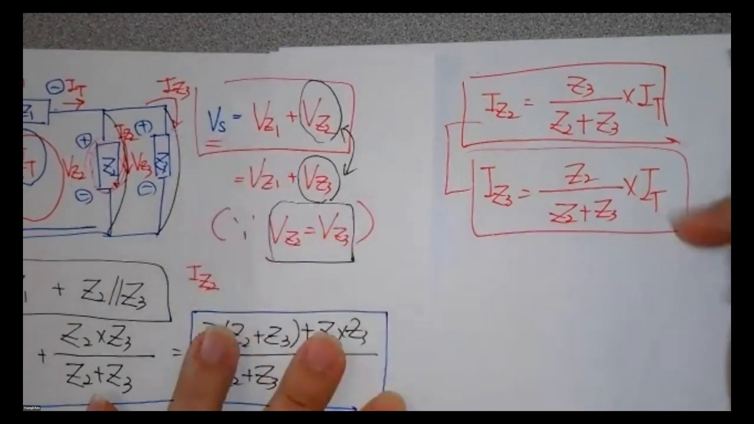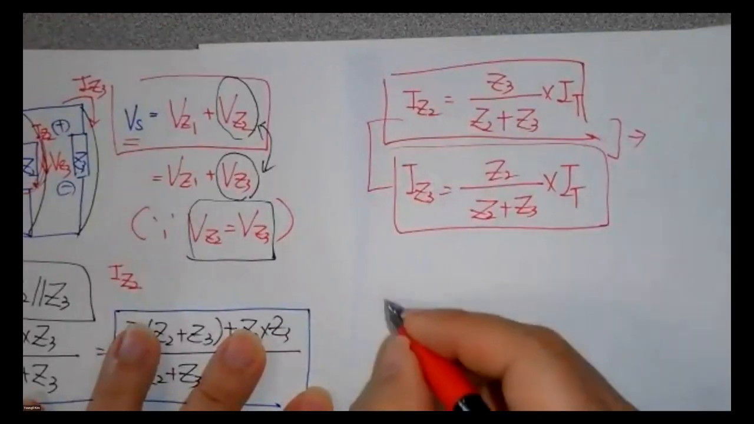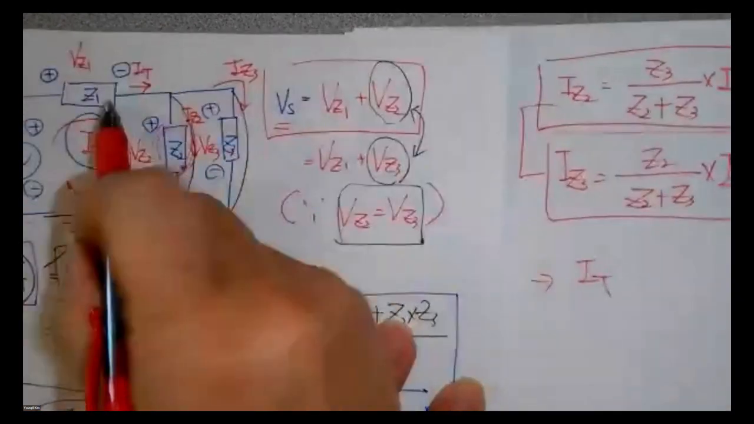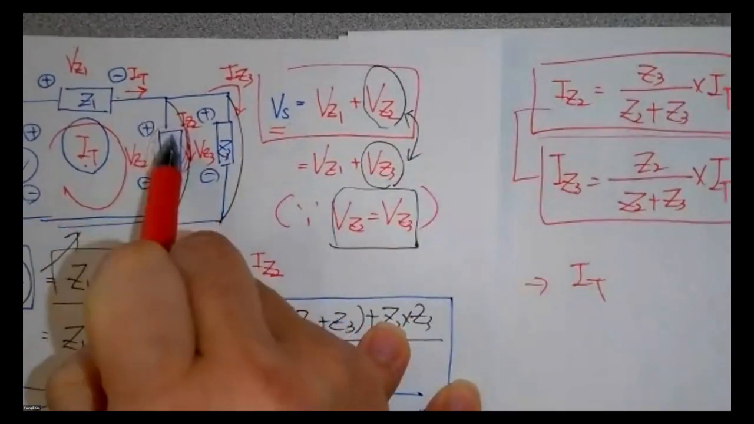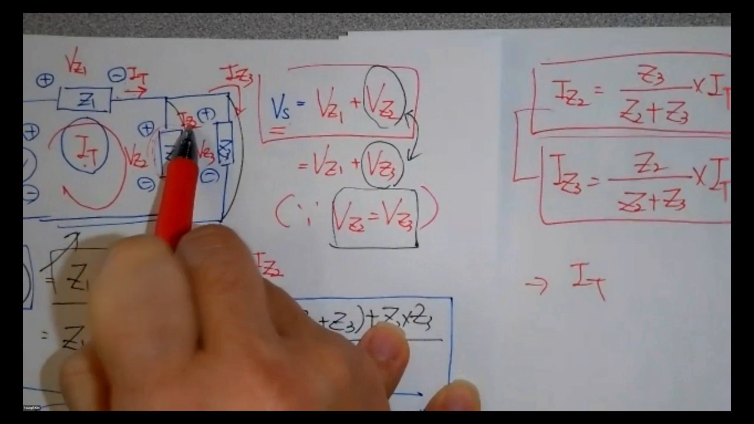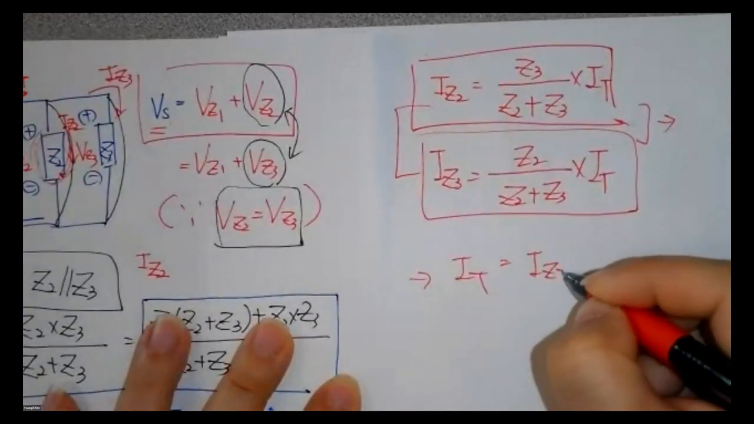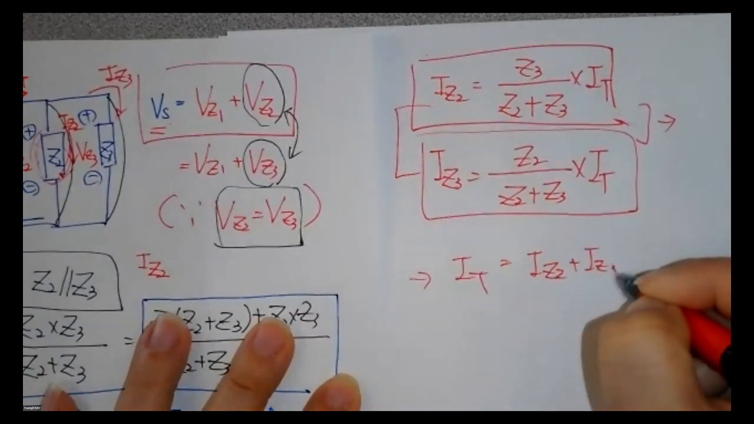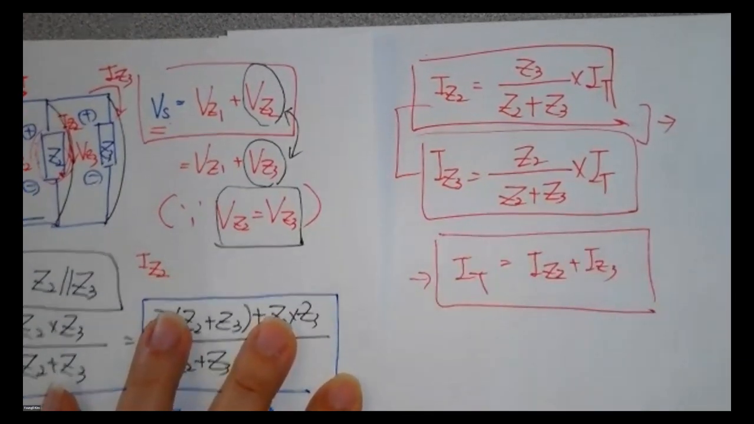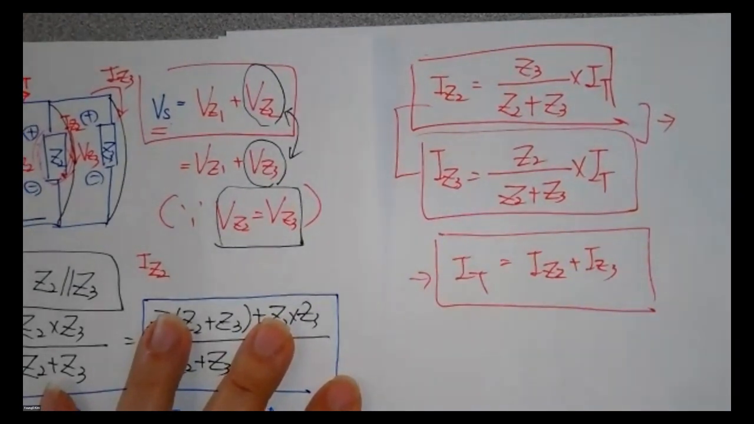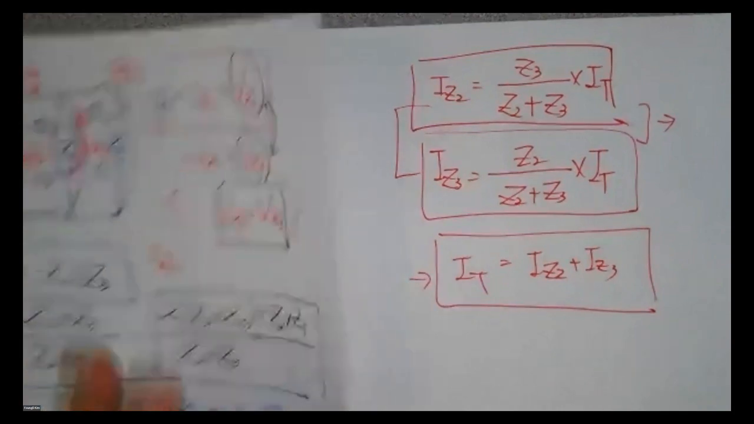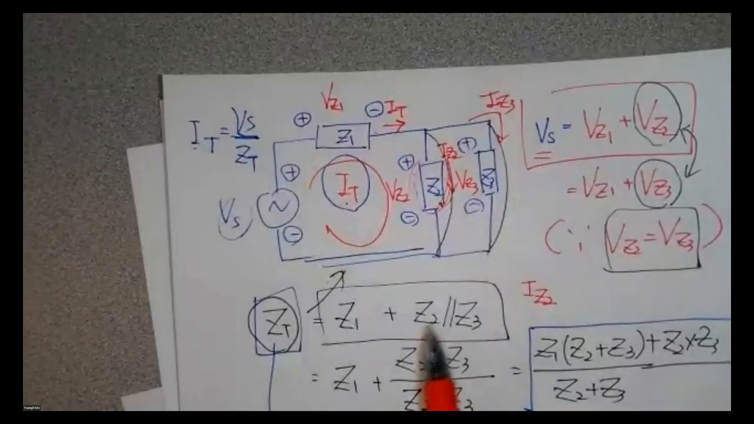And then here, I sub T is equal to I sub G sub 2 plus I sub G sub 3. That is really the basic but very important things from the hybrid circuit.